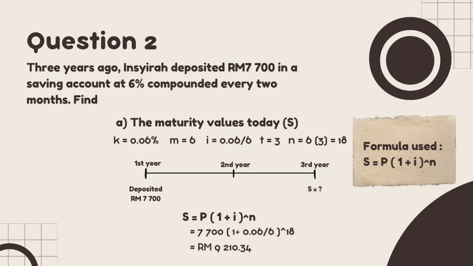Based on the timeline, Inshira deposited 7,700 ringgit on the first year. So, we need to find the maturity value on the third year. For the equation, we have to use the formula S equals to P multiplied by 1 plus I to the power of N. It will be 7,700 ringgit multiplied by 1 plus 0.06 divided by 6 to the power of 18. The final answer would be 9,210 ringgit and 34 cents.